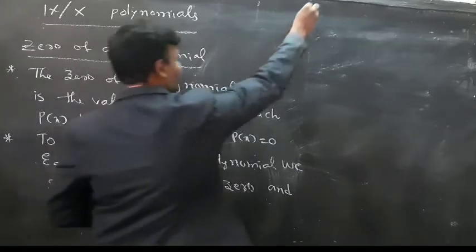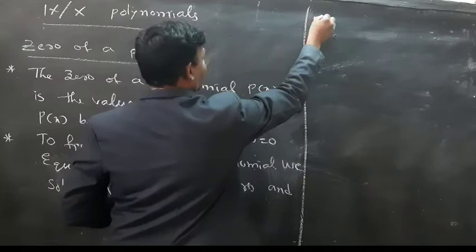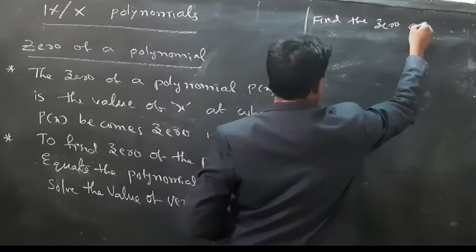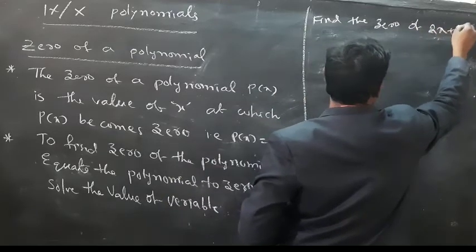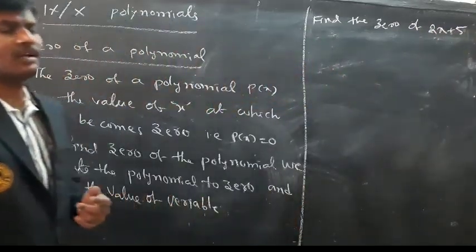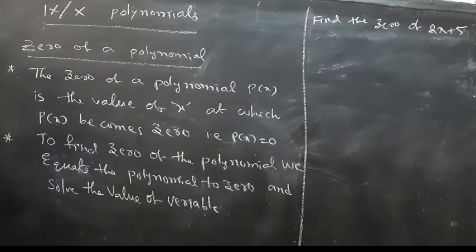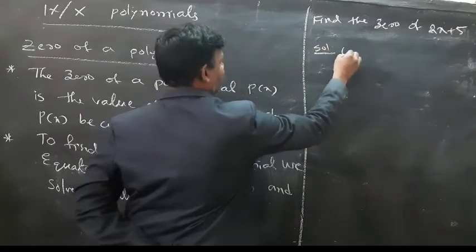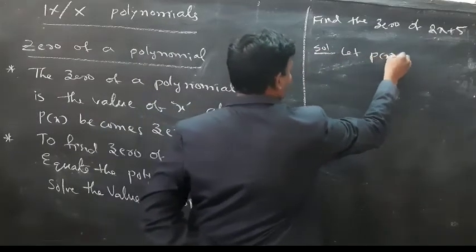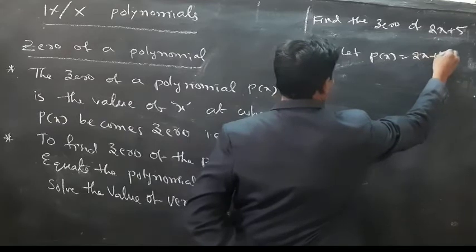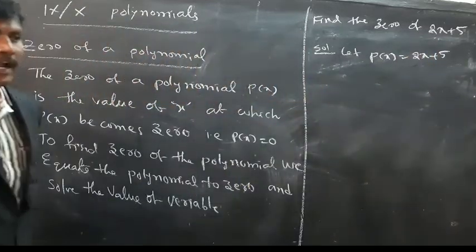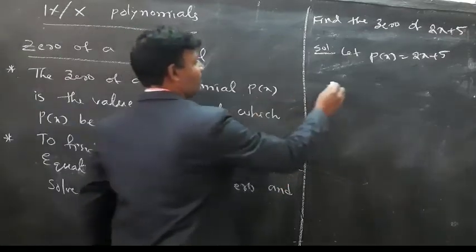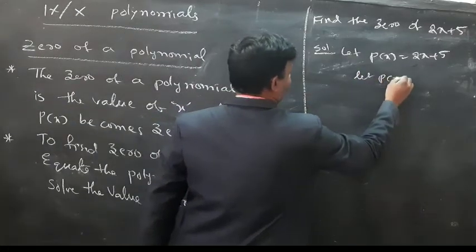For example, find the zero of 2x plus 5. Here is one polynomial. What is that? 2x plus 5. Find the zero of 2x plus 5. To find the zero, let p of x is equal to 2x plus 5. What I said? To find the zero of a polynomial, first you have to equal it to 0. Let p of x is equal to 0.